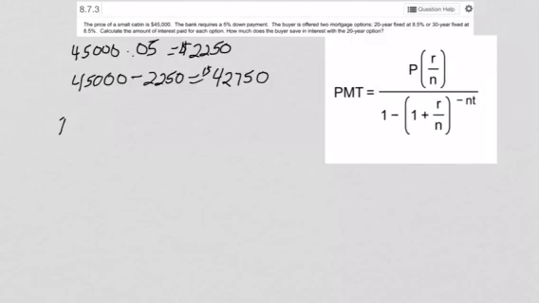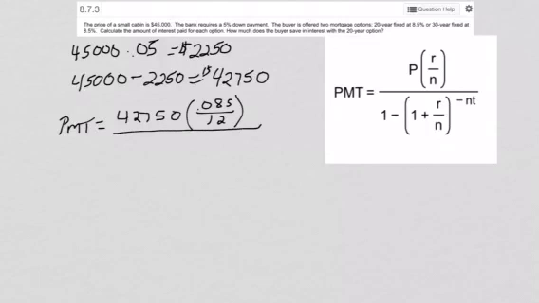So my PMT is my mortgage amount, which is $42,750, times my rate, which in this case is 0.085, divided by 12, and all that is being divided by 1 minus 1 plus my 0.085 again, divided by 12, and then we raise that to the negative n, which is 12 times t, where t is 20. Now I'm just going to calculate all this together.